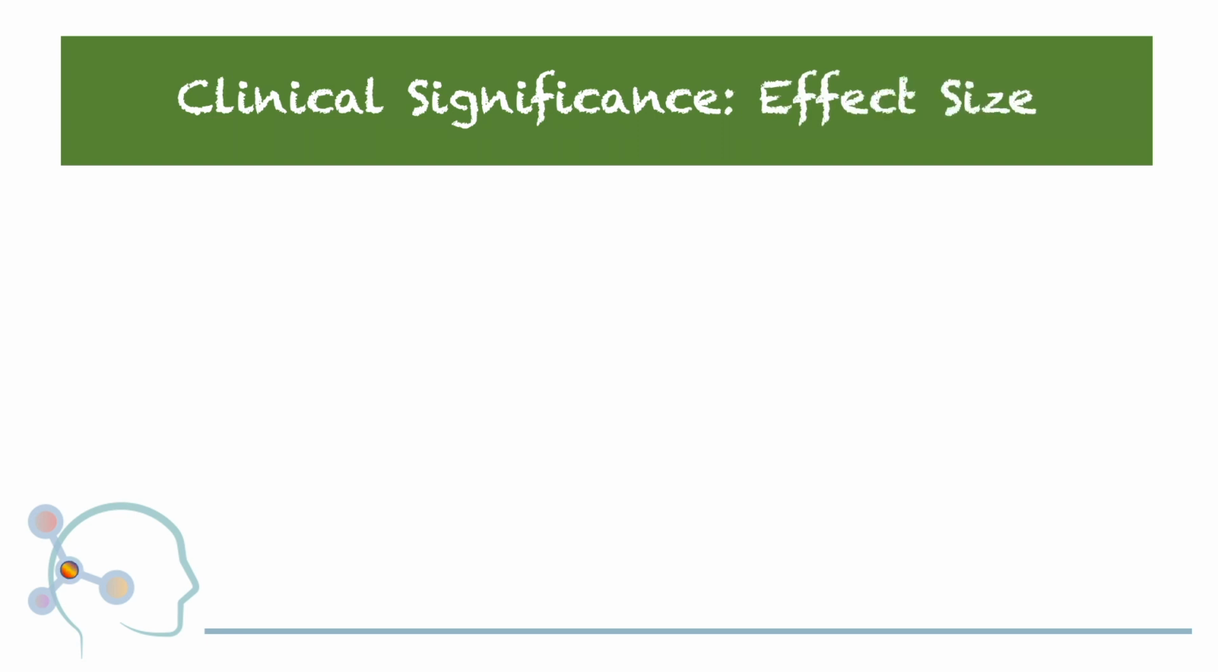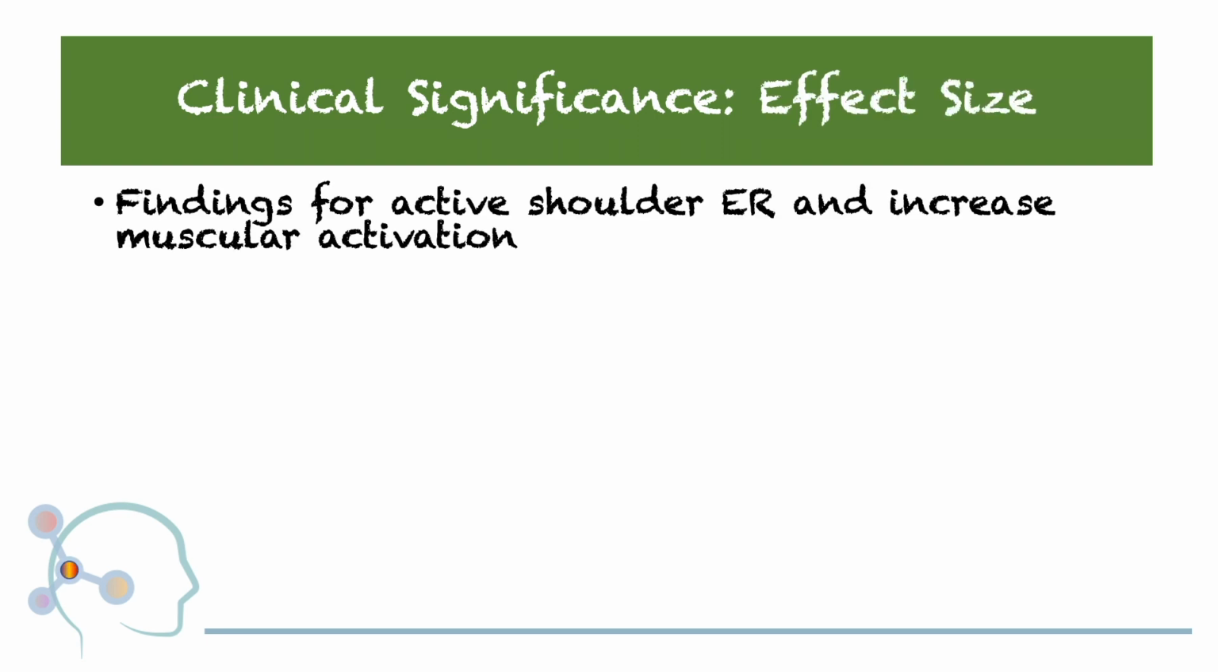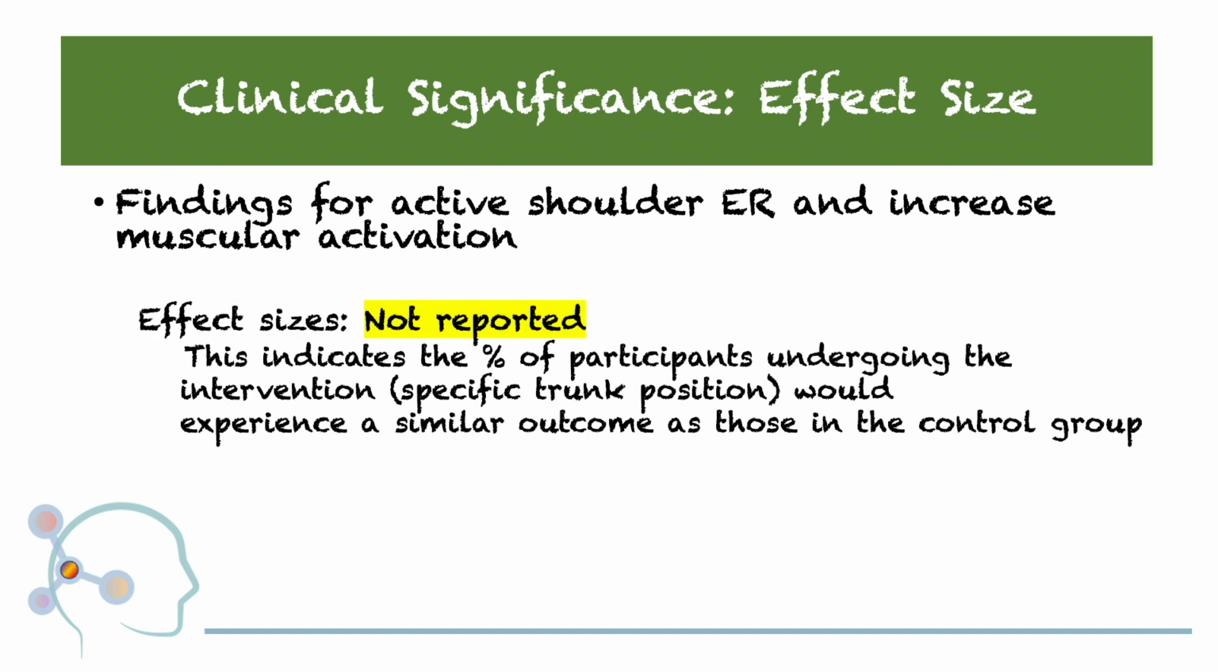Clinical significance. Let's begin with effect size, or the magnitude of the difference. We took a look at some p-values earlier that tell us that a difference lies between the specific variables. Now we want to know how big those differences are. Findings for active shoulder external rotation and increase in muscular activation. What do we have? Okay, so no effect sizes were reported.